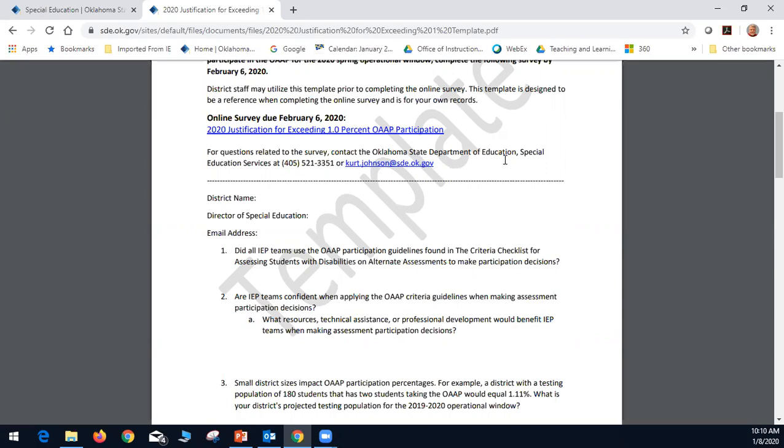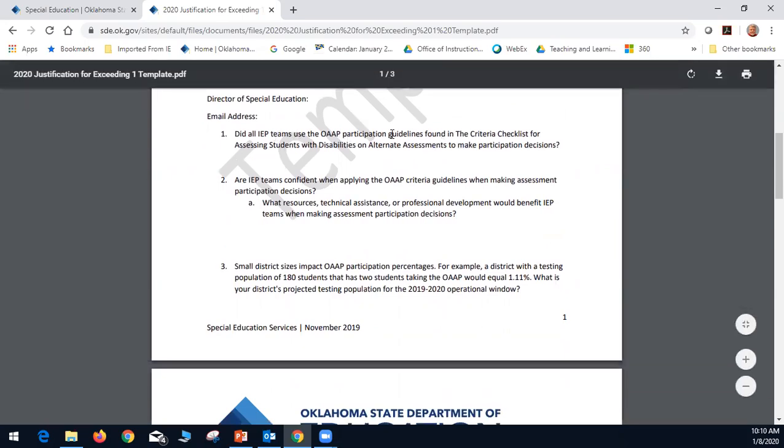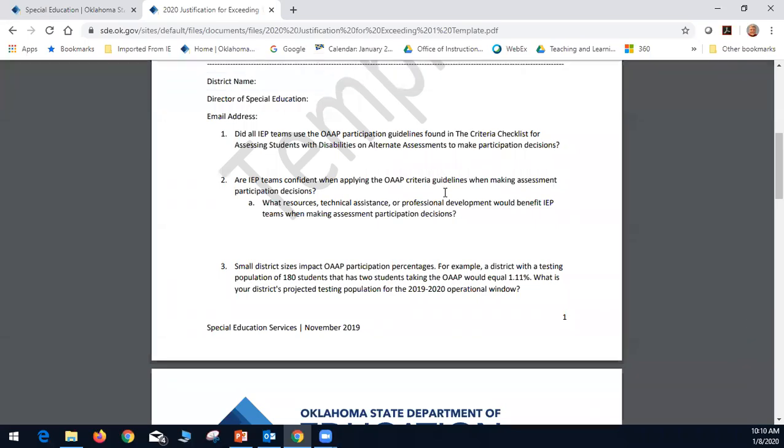But here's the template. So the first question is, did all IEP teams use the OAP participation guidelines found in the criteria checklist for assessing students with disabilities on alternate assessments to make participation decisions? So these students should have the criteria checklist completed as part of their IEP. We have found this last testing session students who didn't have criteria checklist completed who took the OAP. So that's a big thing to double check.